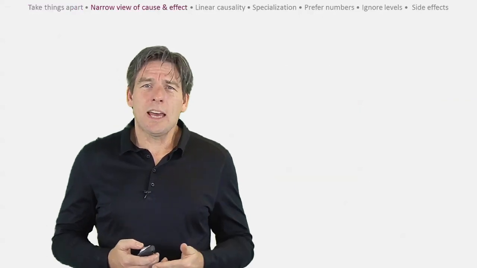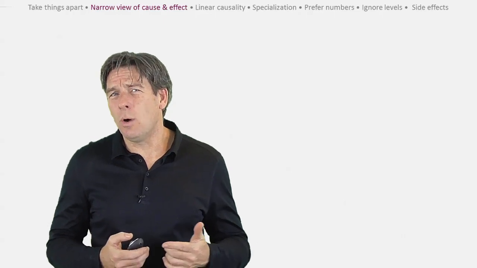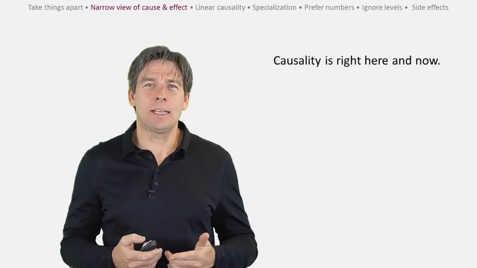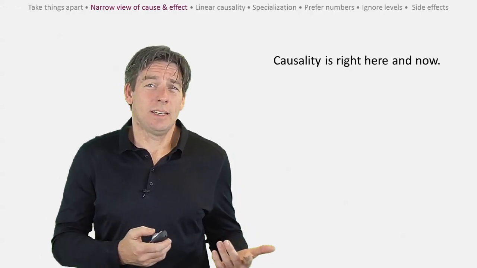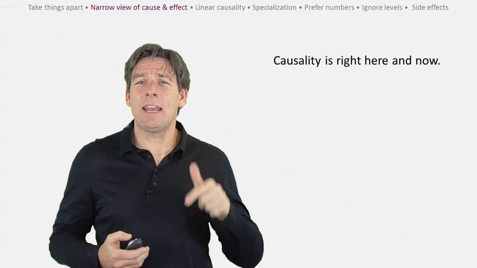2. We tend to have a narrow view of cause and effect. Ever since childhood, we have acquired simple, one-way, linear cause and effect thinking through easy-to-understand experiences. If you go outside in the rain without an umbrella, you get wet. If you touch a stove, you burn your hand. Causality is right here and now.